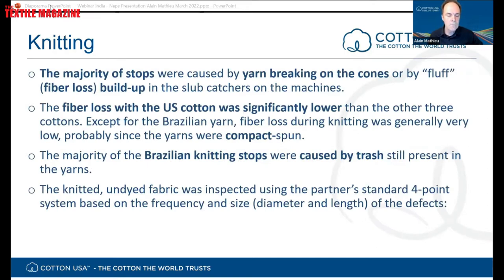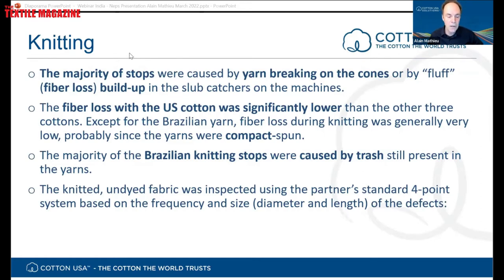Some remarks about the knitting. The consultants observed that the majority of stops were caused by yarn breaking on the combs or by fluff buildup in the stop catchers of the machine. The fluff generated was low for all yarns except for the Brazilian one. The majority of the Brazilian cotton yarn knitting stops was associated with trash present in the yarn.